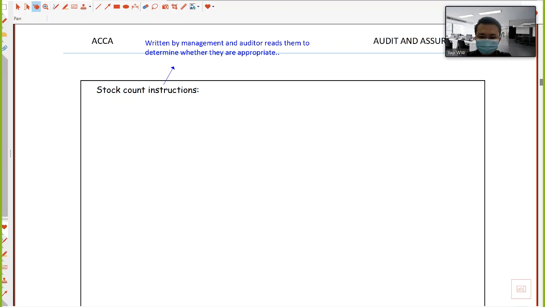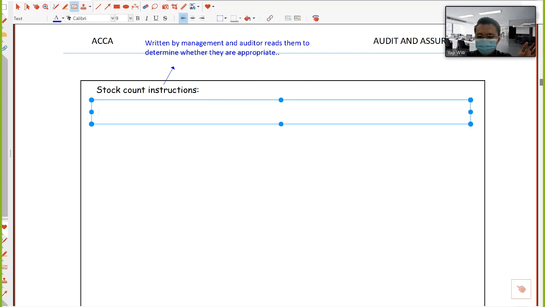That's why the auditor will ask the management, hey, come up with your instruction. You must have an instruction to follow, then only can you confirm your stock counts are effective. Otherwise, people don't know how to do the stock count, and it ends up very messy. The quantities are not correct. Then what's the purpose of doing the stock count? So that's why this instruction is written by the management. The auditor must read it to see whether it is appropriate or not. So in these instructions, the auditor will expect to see the following things.